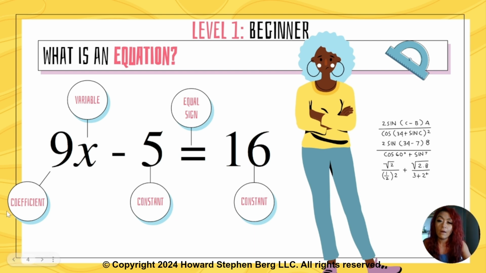So if you see here, I have this example, 9x minus 5 equals 16, and I've labeled each part of the equation for you. So we have our coefficient, which is the number next to the variable. We have our variable, which in this case is x. We have our constants, which are your numbers that don't contain a variable. Those are numbers that are not attached to a variable. And we have our equal sign, which is what makes this statement an equation.